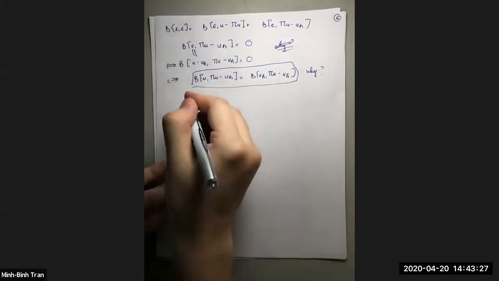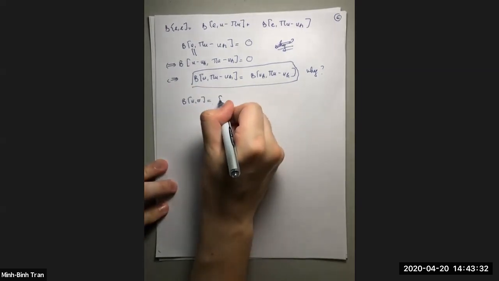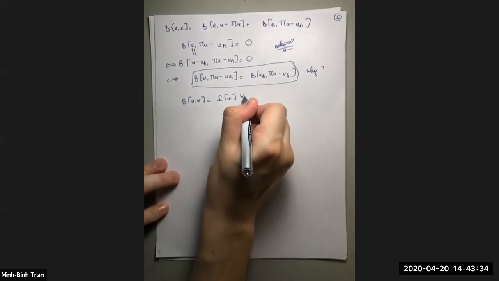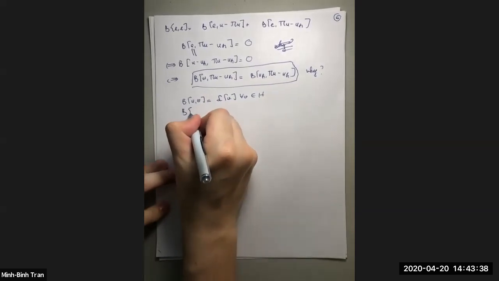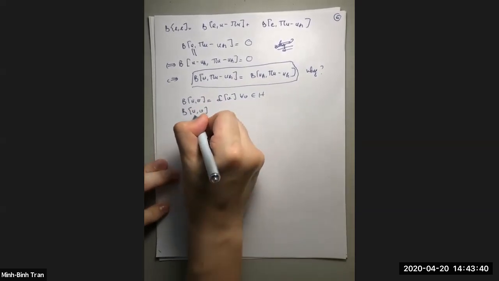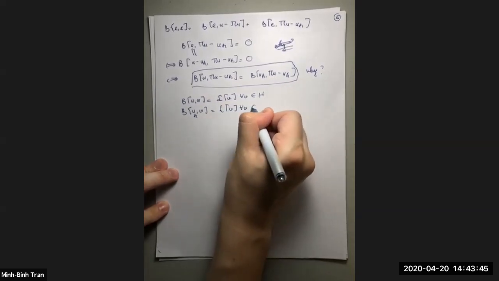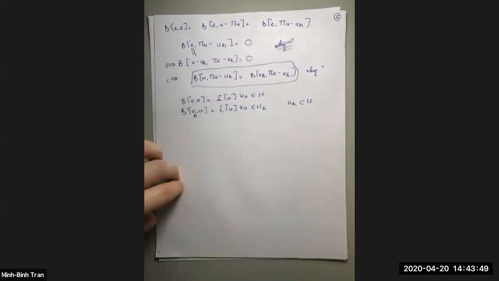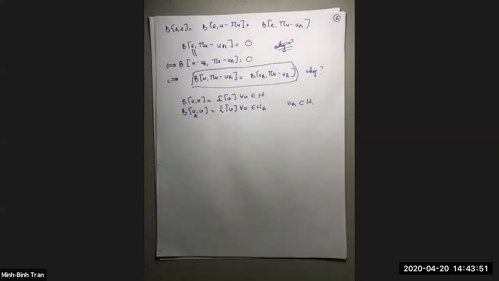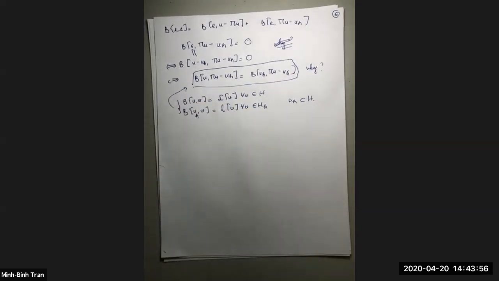So I remind you what? I remind you that B(u, v) is going to be L(v) for the v in H, right? And B(u_h, v) is going to be equal to L(v) for the v in H_h. And H_h is a subspace of H. So can you tell me why from these two identities I have this?